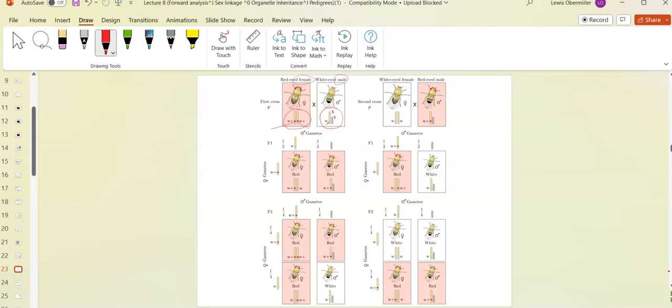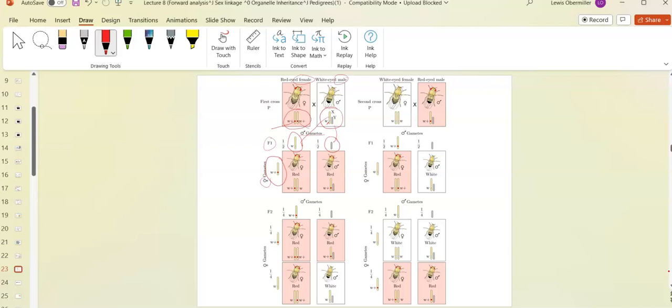And then this is going to be a Punnett square. So this is the F1 generation. This represents the male, right? Here, so we have the male can give this gamete or this gamete, right? And then this is going to represent the female here, and it doesn't matter which one it is. The female can only give the red X.